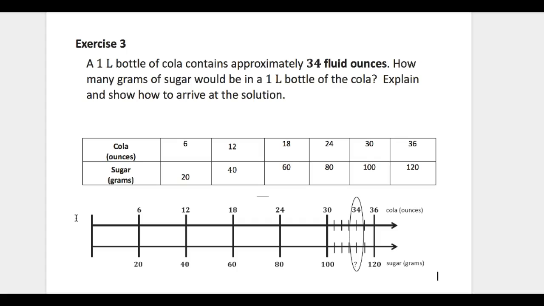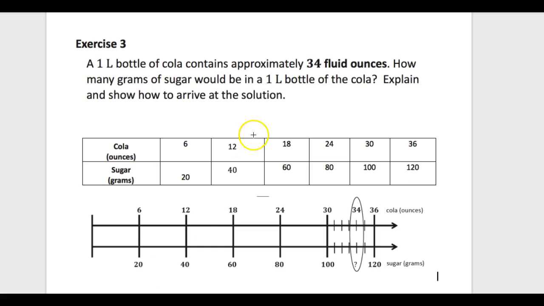I have created a double number line, one that shows cola in ounces and sugar in grams. I took these same numbers that we had on the table and put them on the line. But between 30 and 36, I put 34.